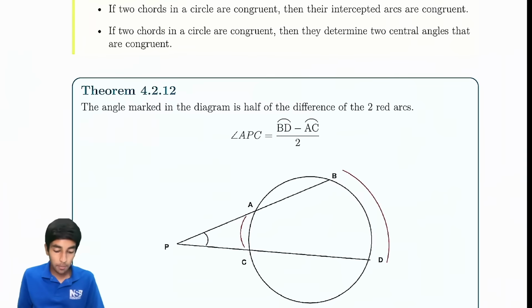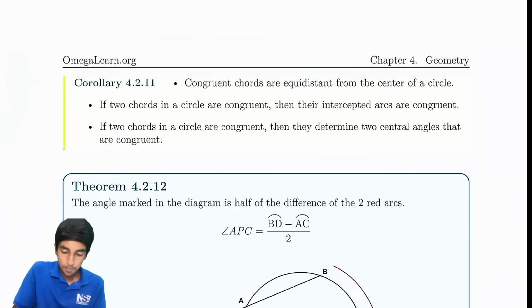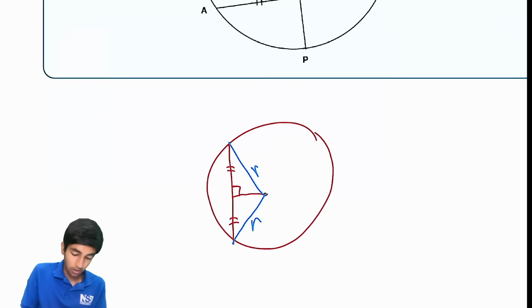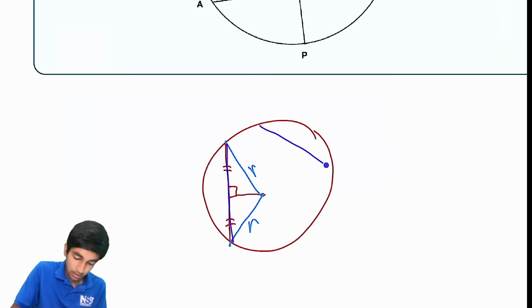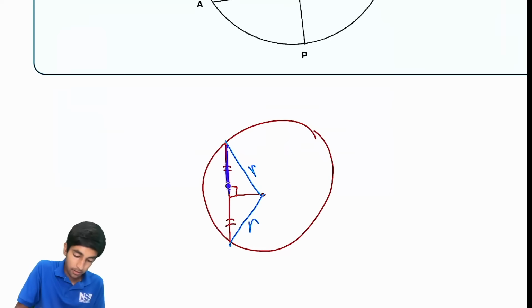Okay, so now here are some other cool theorems which are really important to know. Congruent chords are equidistant from the center of the circle. So if two chords have the same length, they're going to be the same distance away. Why is this true? Well, let's say this is x.